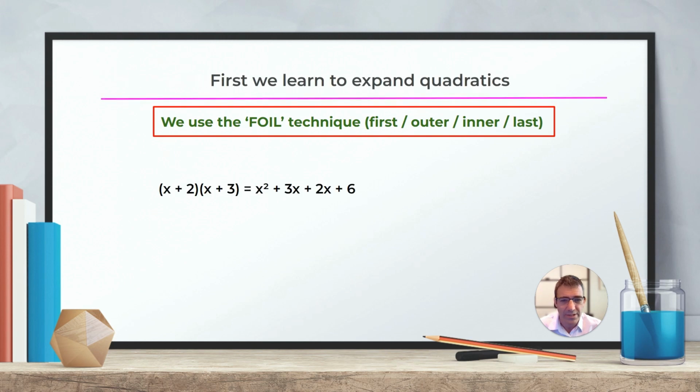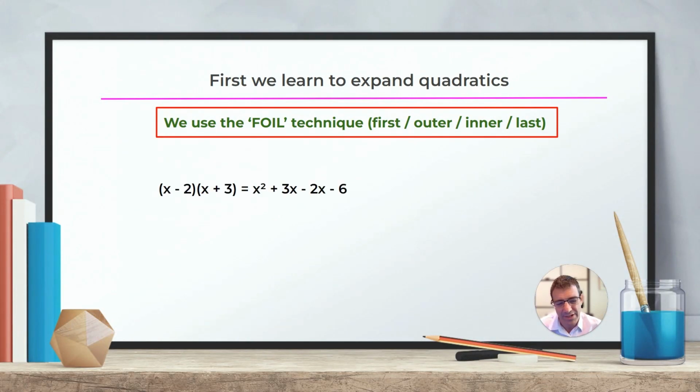So if we look at another example here, x plus 2 times x plus 3, using the FOIL technique again, x times x will be x squared, x times 3 will be 3x, 2 times x will be 2x, and 2 times 3 will be 6, which gives you a simplified expansion of x squared plus 5x plus 6. I recommend you try doing these out on your own as well so that you can practice your FOIL expansions.